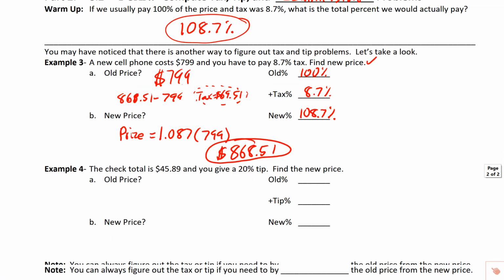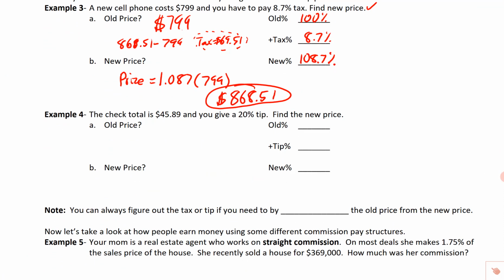But the cool part about this is, unless they ask for the tax, we don't really care about it. What we care about is how much we have to pay when we get to the cash register, or whatever it happens to be. So let's do that same thing on this one. We want to find the new price. The check total is $45.89. So we're going to pay $45.89, and we're going to give a tip. Pretty generous tip here, 20%.